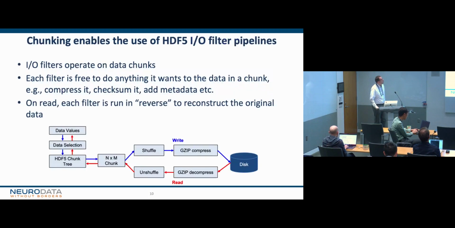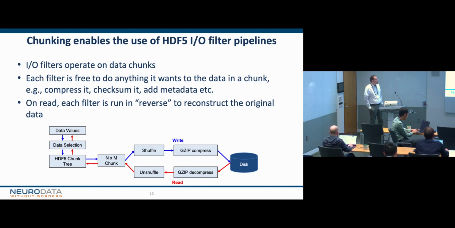The other thing that chunking allows you to do is that now you can use HDF5 filter pipelines. What that means is that HDF5 allows you to apply different data processing filters during the read and write process. So each time you read a chunk, or each time you write a chunk, these filters will be applied. And then when you read, they will be applied in reverse order.